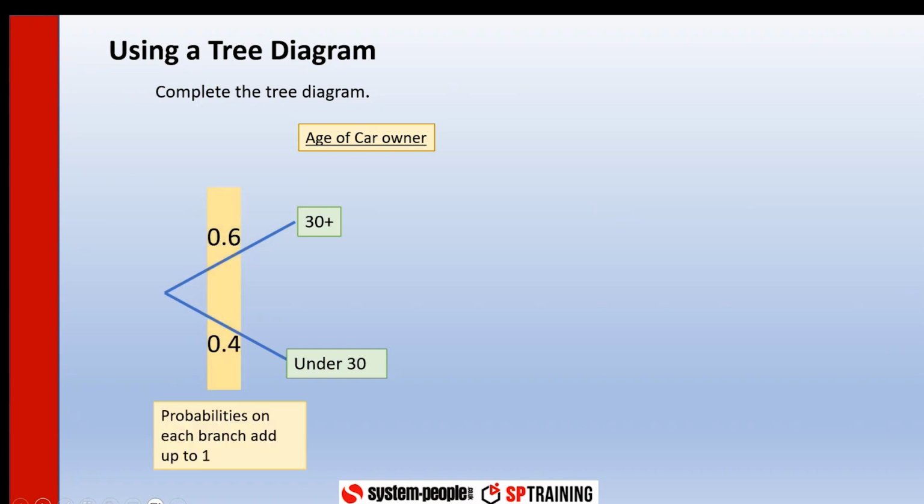We've got to complete this tree diagram. Now, it's about a survey of car owners and the cars they use. So in this bit we've got the 30 and overs and the under 30s. Those over 30 in the survey we had 0.6 of them, and under 30 we had 0.4. Notice how those two figures add up to 1. 0.6 and 0.4 equals 1.